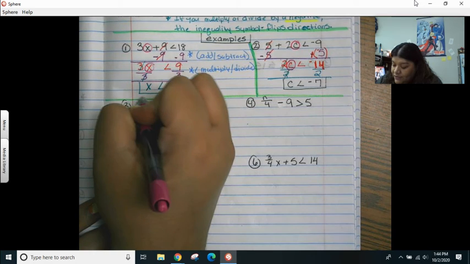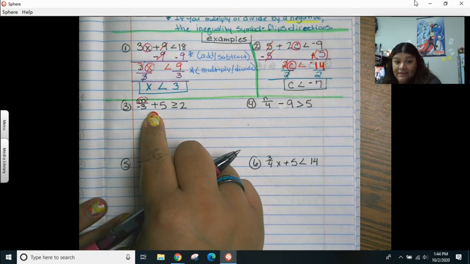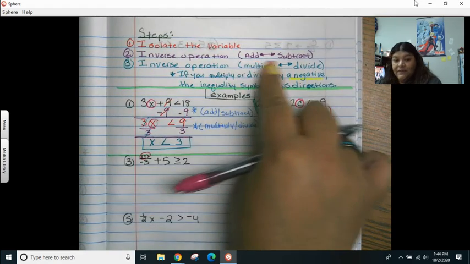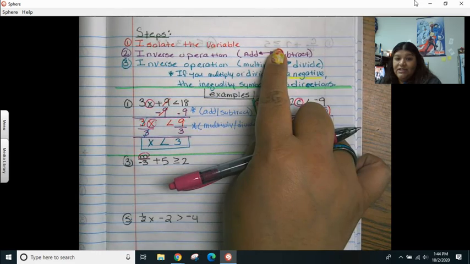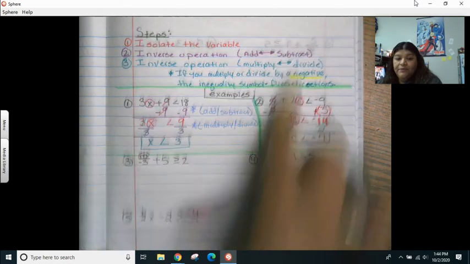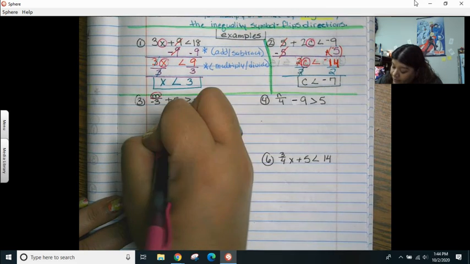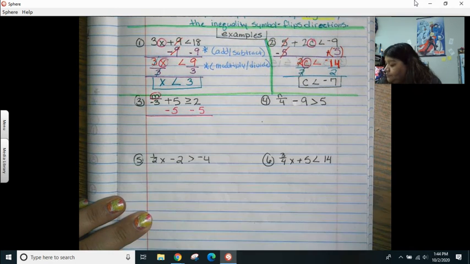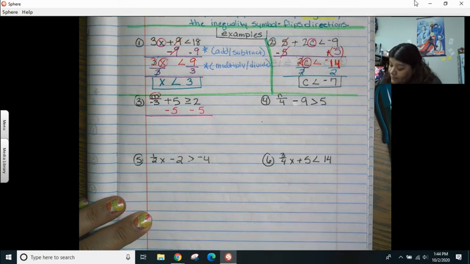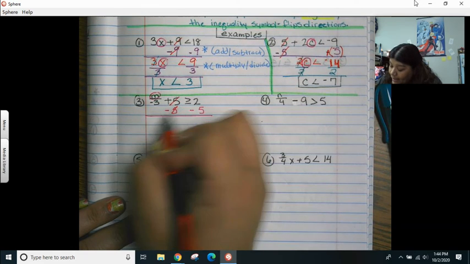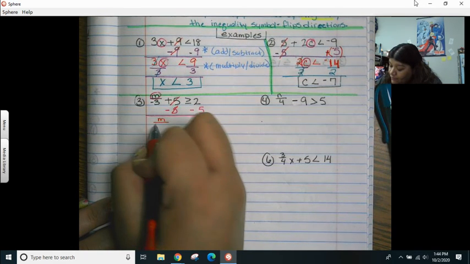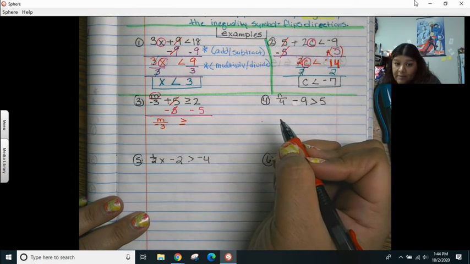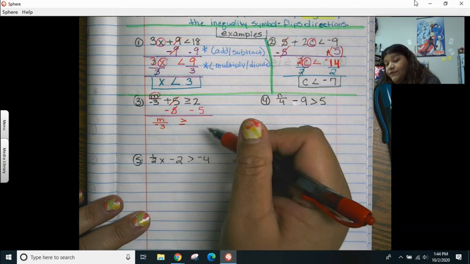So isolate your variable, and we get rid of the addition first, okay? To get rid of it, we do what it says up here, inverse operation of addition, subtraction. So since I see addition, the opposite would be subtraction. So I'm going to subtract 5 from both sides. Okay, and that gives me cancel. M divided by -3 stays there. Symbol comes down because it doesn't flip on that first step. It does not flip.